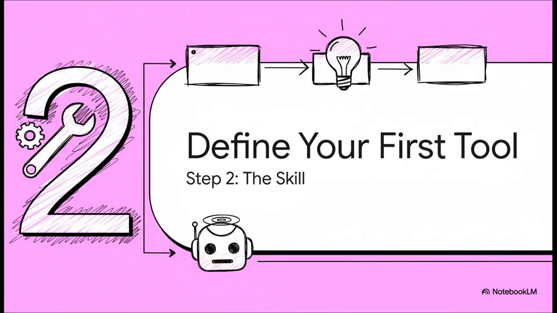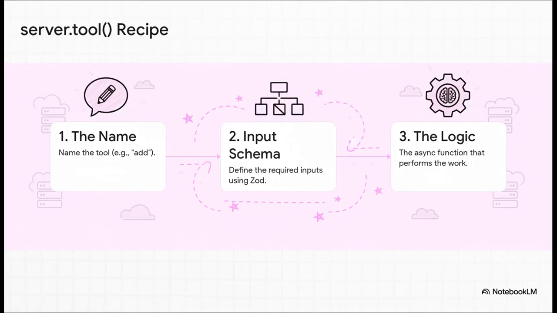All right, the workbench is ready, the lights are on. Now for the fun part. Let's actually build our very first tool. This is where we give our AI its first real superpower. So, to define a tool, we use the server.tool method. And it's basically a simple three-part recipe. Seriously, just three things. 1, you give it a name. In our case, add. Easy.